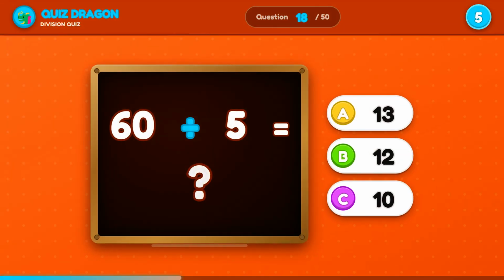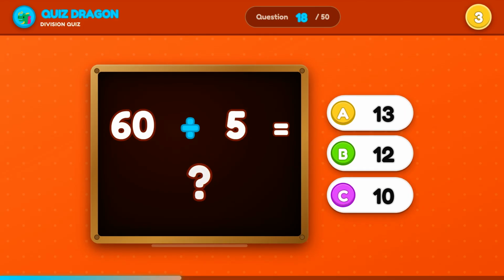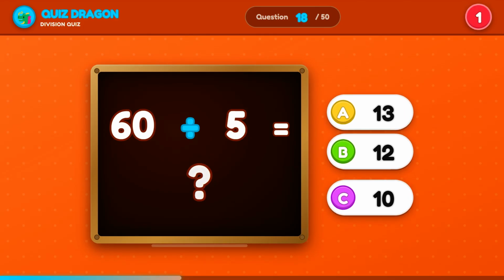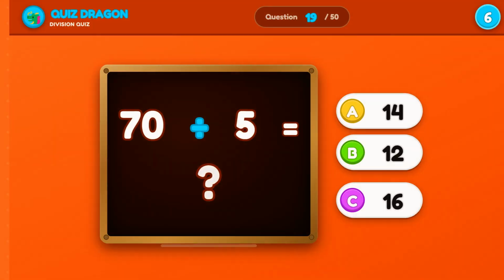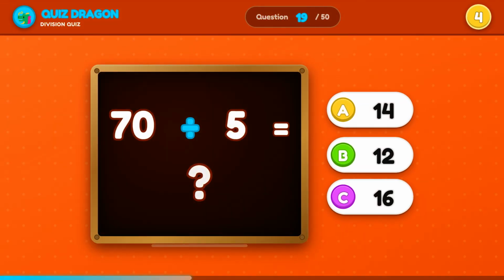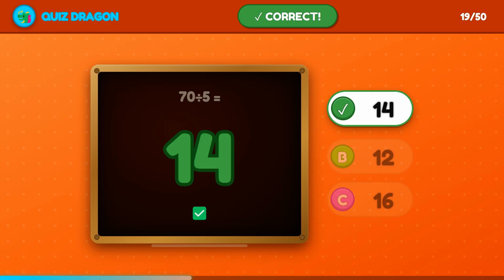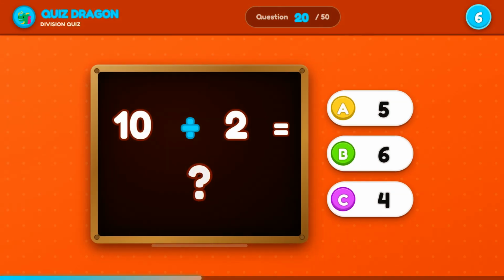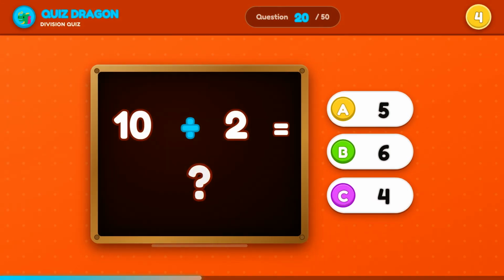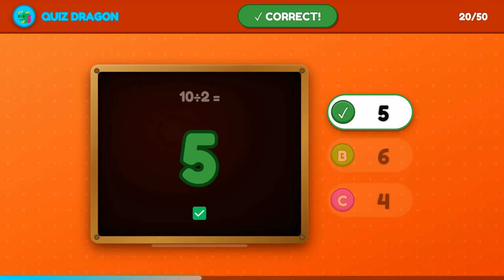Question 18. What is 60 divided by 5? The correct answer is B, 12. Question 19. What is 70 divided by 5? The correct answer is A, 14. Question 20. What is 10 divided by 2? The correct answer is A, 5.